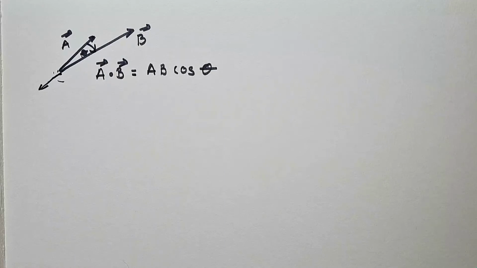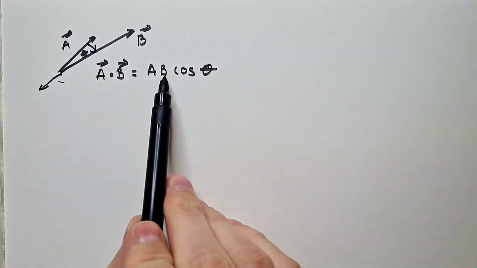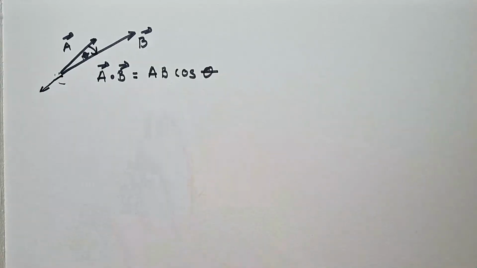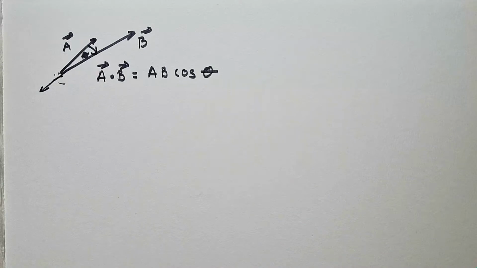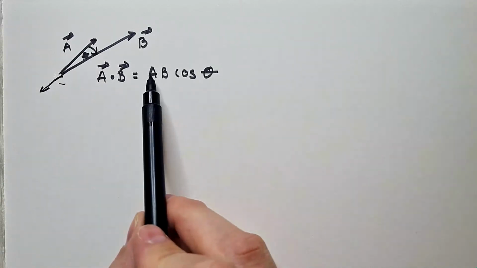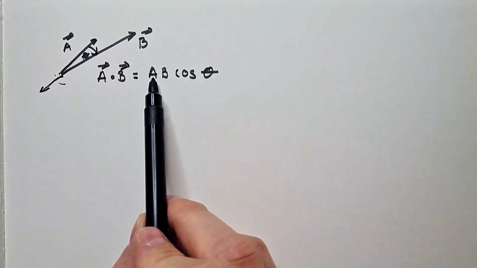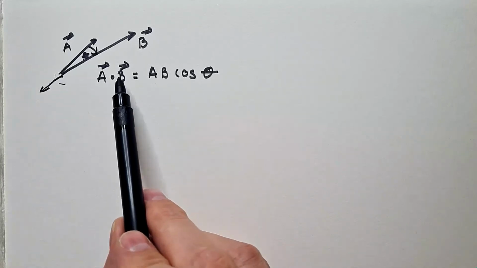What are some of the characteristics of dot product? Notice that the result of dot product is a scalar. That scalar can be a positive or negative number. The units will be the product of the units of vectors A and B.